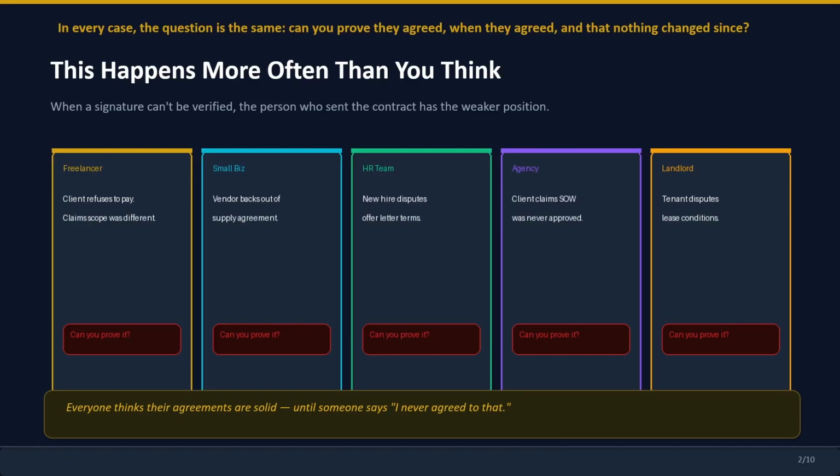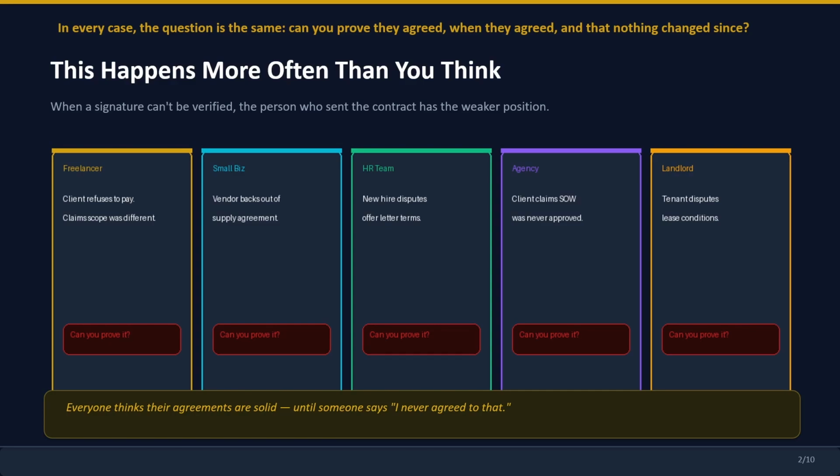Let's make this concrete. Think about who is actually dealing with this. You are a freelancer. You sent a project agreement to a client. They signed it. Three months later, they refused to pay, claiming the scope was different from what they agreed to. Can you prove otherwise?